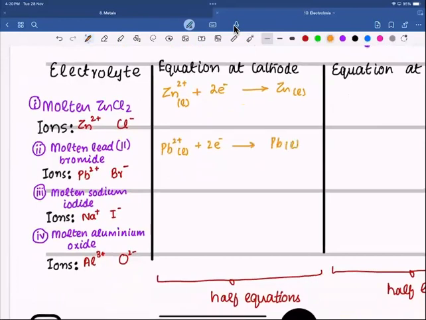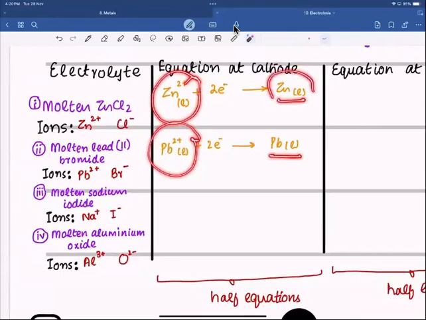Okay, why are the metals forming as molten, as liquid? Because what is the normal state of a metal? Solid. Solid, but we have written molten. Why? Because of the electrolysis. The ions are moving, it's molten. But when it forms a metal, it becomes a metal when it doesn't have any charge. So instead of solid, the metal formed is also a liquid, molten.